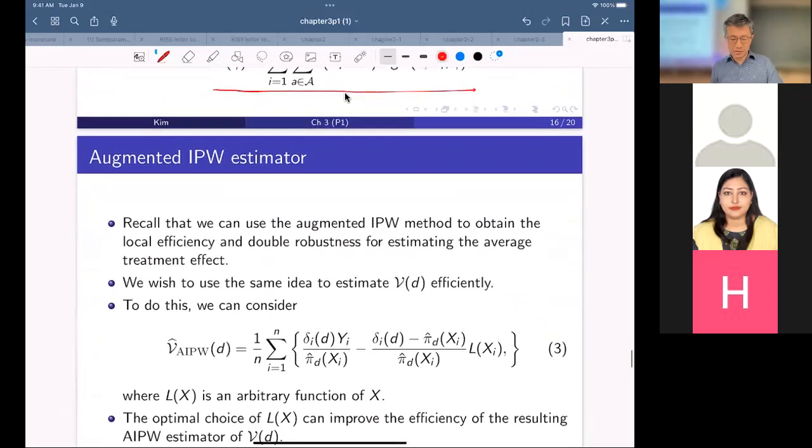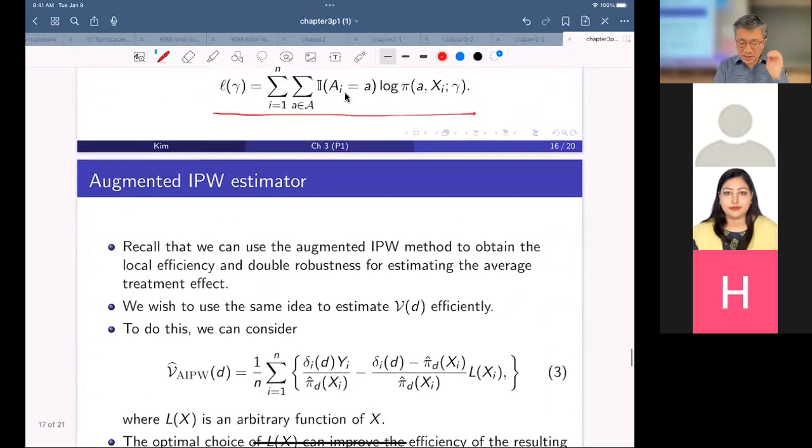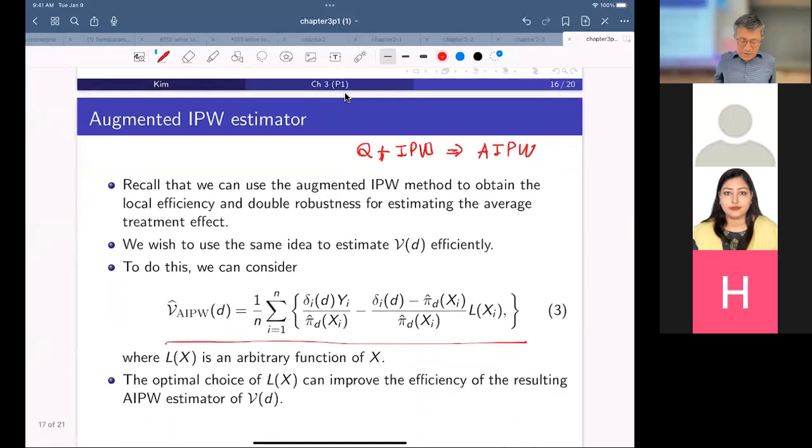Now, we basically have an outcome regression, the Q method, and the IPW method. So now we combine them into the augmented IPW method. That is basically what we want to do here. Very natural. The only thing is the parameter, right? And also remember we can change D. We can use multiple D and compute multiple estimators, so for each D we can actually compare, right?